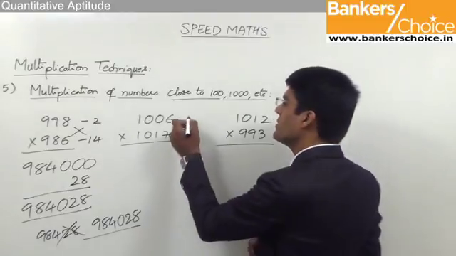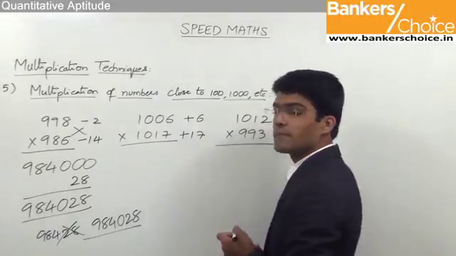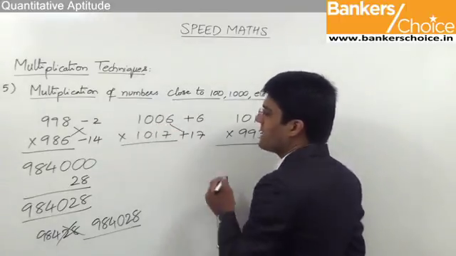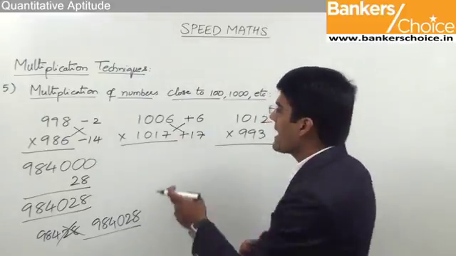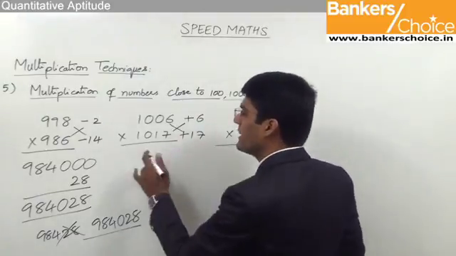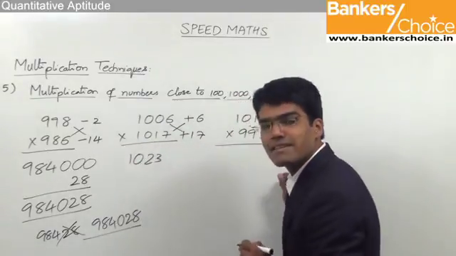Now the first step, as you know, is to find out the distances. So 1000 plus 6, 1000 plus 17. So we have to either add 17 to 1006 or add 6 to 1017. As adding 6 to 1017 is comfortable, we can directly say 1017 plus 6 is 1023. That is the first step.